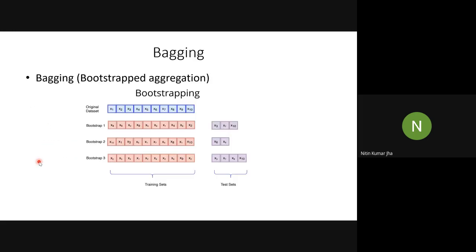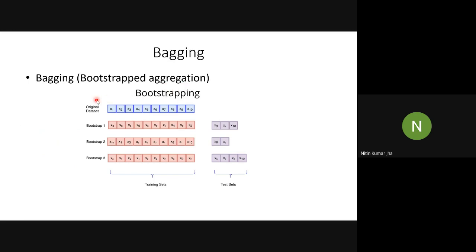So there are mainly two ensemble methods. One is called bagging, and another is called boosting. We will cover random forest in bagging and AdaBoost in boosting. Okay, so let's start with bagging. Bagging stands for bootstrap aggregation.